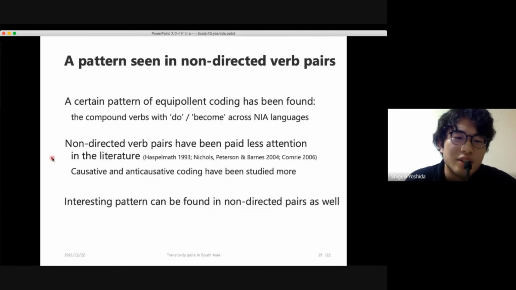Lastly, a certain pattern of equivalent coding has been found across Indo-Aryan languages. Such non-directed verb pairs have been paid less attention than directed verb pairs such as causative and anti-causative coding in the typological literature. The results of this study, however, show that interesting patterns can be found in non-directed verb pairs as well.